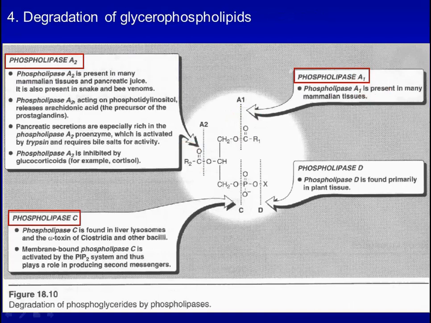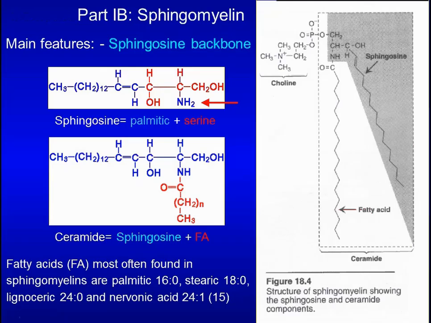Phospholipase C cleaves the phosphomonoester bond at the C3 position and releases a phosphorylated alcohol. The most renowned example is the release of inositol triphosphate from phosphatidylinositol by phospholipase C. Now let's move to part 1b.